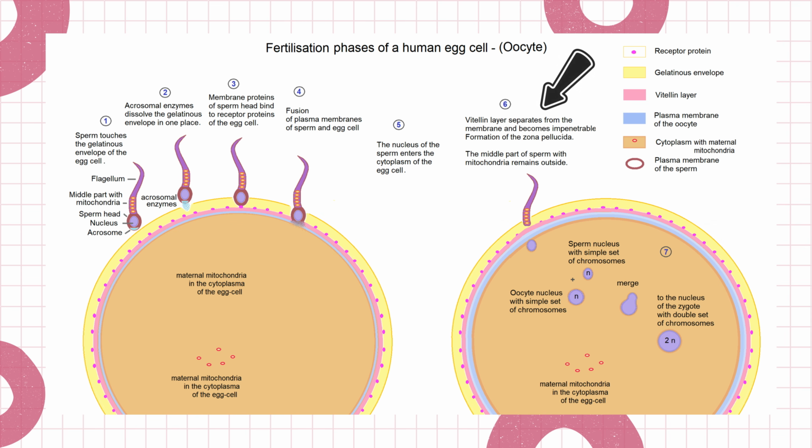Once the sperm nucleus is inside, the egg activates a cortical reaction. The vitelline layer detaches and hardens into an impenetrable barrier called the zona pellucida, preventing further sperm entry. Inside the egg, the sperm nucleus and the oocyte nucleus, each containing a haploid set of chromosomes, move towards each other and fuse. This forms the diploid nucleus of the zygote, marking the beginning of a new human life.